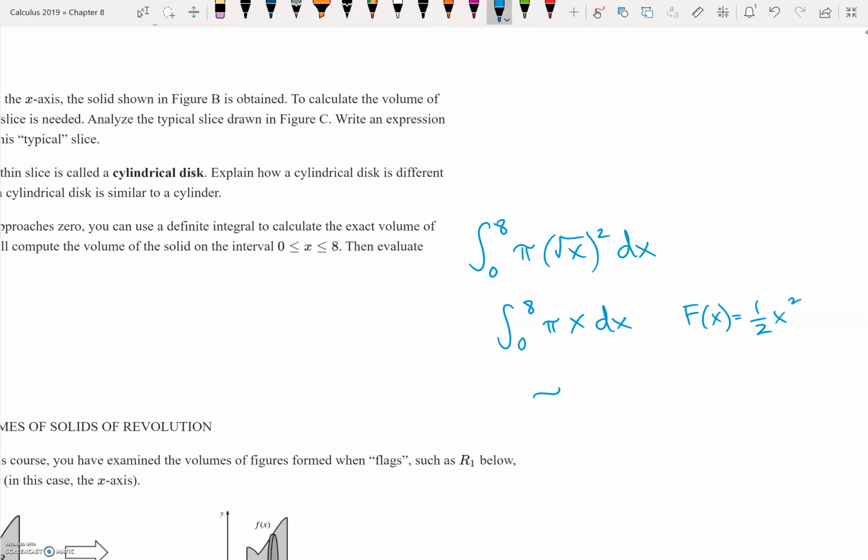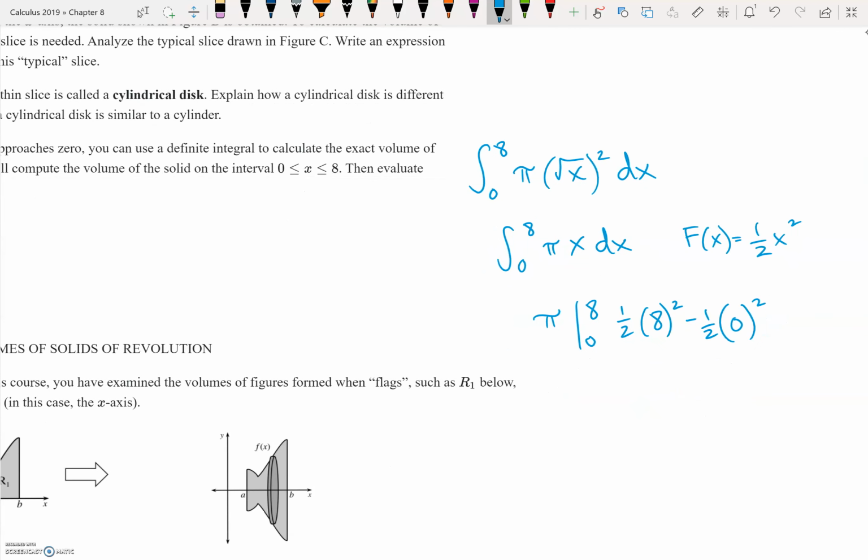So we could take the pi out. We could say this is pi times, from 0 to 8, 1/2 of 8 squared minus 1/2 of 0 squared. We forgot pi, so I want to take pi on the outside. So the second part actually doesn't matter. 8 squared is 64. Cut in half is 32. So 32 pi units cubed.